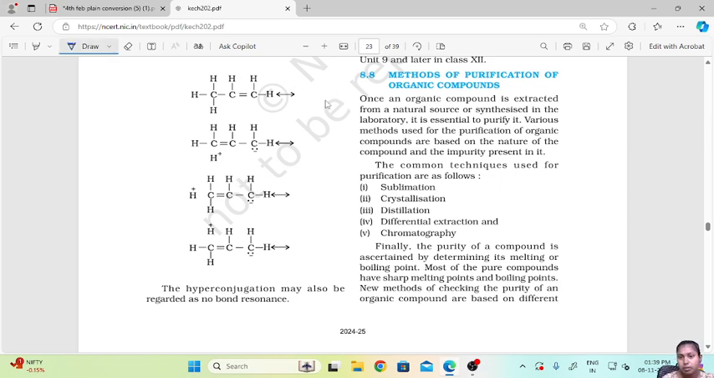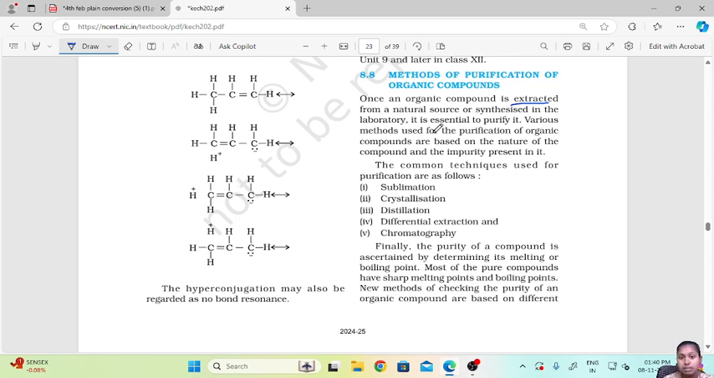Once an organic compound is extracted from a natural source or synthesized in the laboratory, it is essential to purify it. Now, with a natural source, you don't know what all components are there in addition to your organic compound. The one which you synthesize in the laboratory, you know what chemicals you have added, right? So there will be some byproducts. In all these reactions you have seen, there are byproducts and intermediate products. Purifying your compound from all those unessential byproducts is necessary. Now how will you purify it?